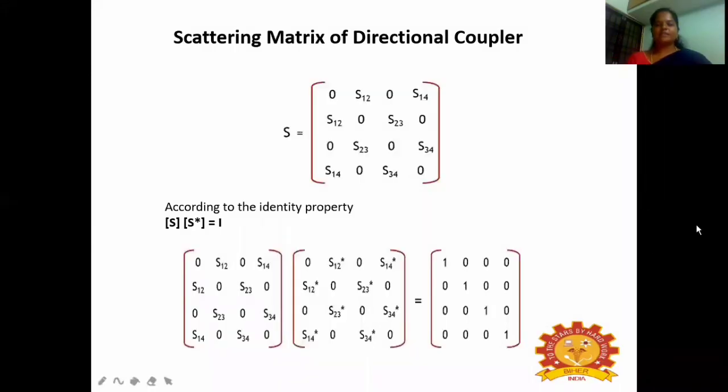Next we will discuss the scattering matrix of the directional coupler. The scattering matrix for a directional coupler is defined by a 4x4 matrix. Here, whichever port allows the power, that alone is defined. The remaining entries are 0. So S11 is not possible, and S13, S22, S24, S31, S33 are not possible. The remaining are all 0. According to the unitary property, S times S conjugate is equal to 1. This is written in terms of the identity property.